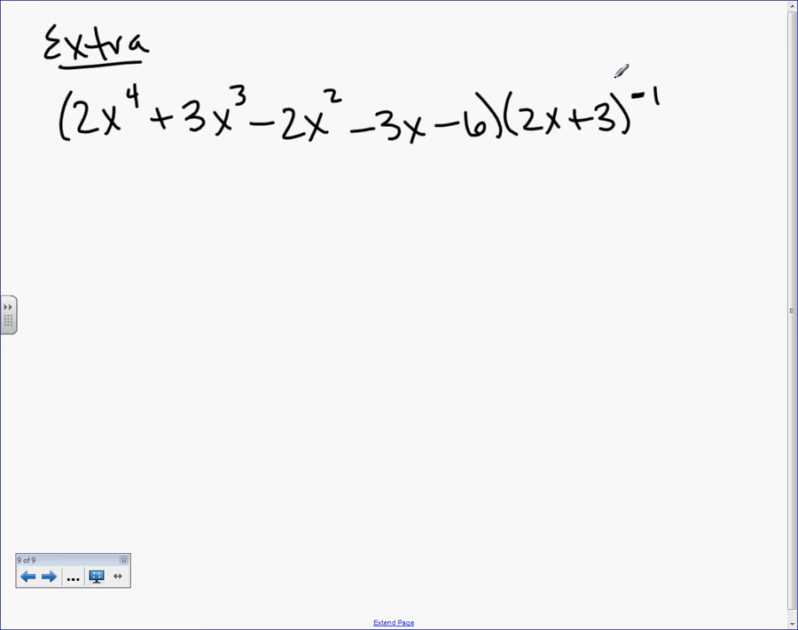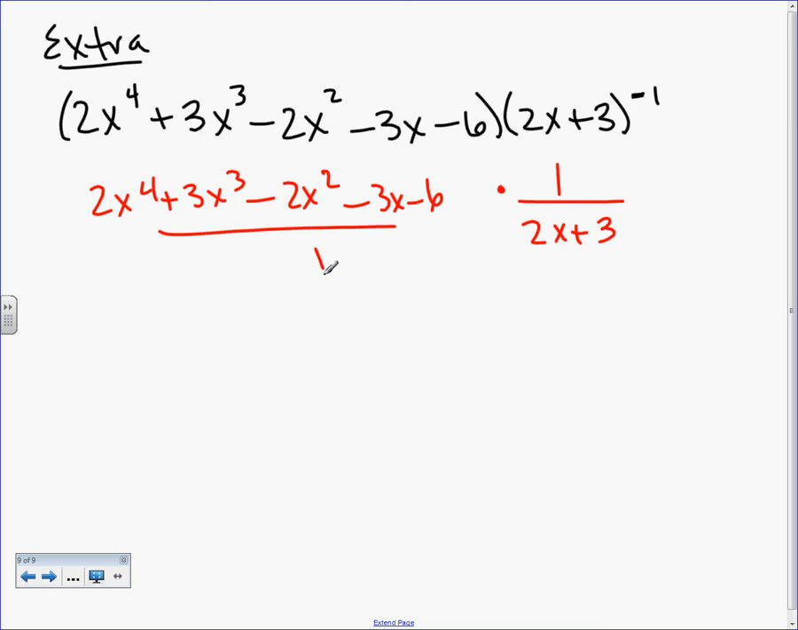If this is to the negative 1 power, can't I make it to the positive 1 power? Do you understand what I just did? Okay. So that is 2x to the 4 plus 3x cubed minus 2x squared minus 3x minus 6 over 1 times 1 over 2x plus 3. Do you understand that's what we have?